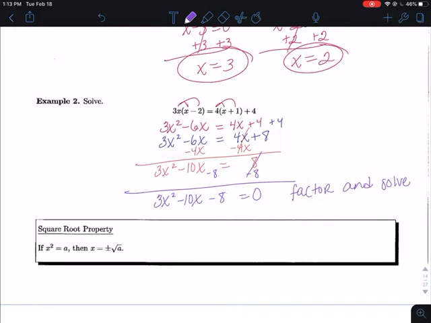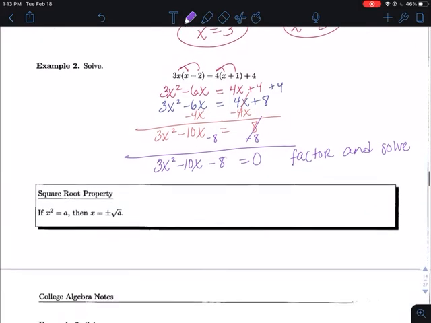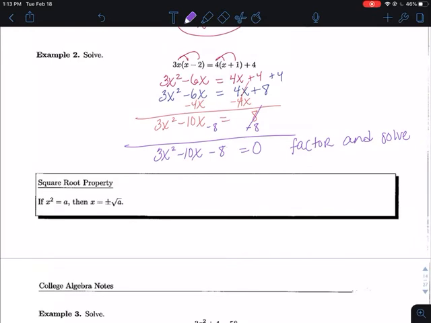I encourage you at any time during this video to pause the video and try some of these problems on your own before proceeding, so you can check your answer. At this point, I will probably stop, pause, and factor this and solve it.